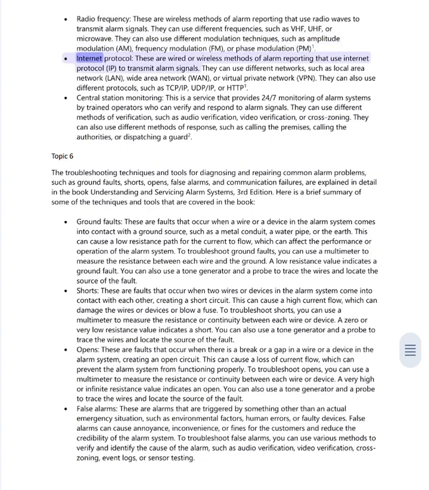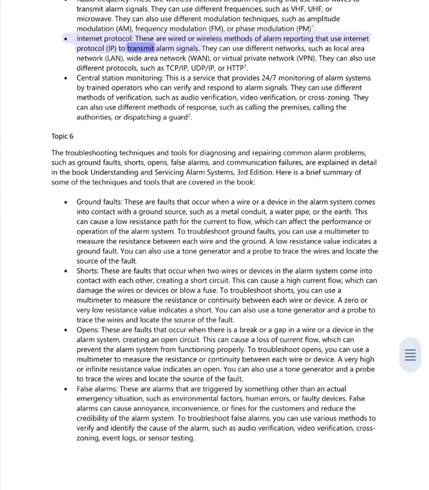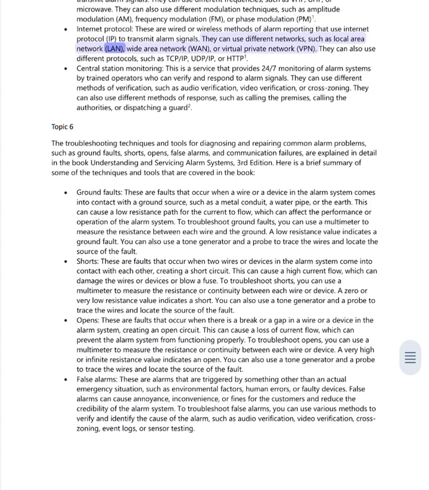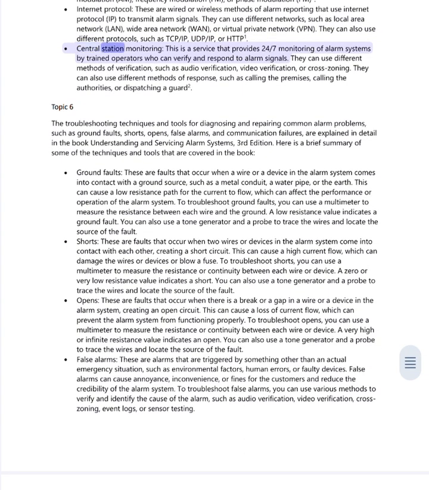Internet Protocol. These are wired or wireless methods of alarm reporting that use Internet Protocol, IP, to transmit alarm signals. They can use different networks such as Local Area Network, LAN, Wide Area Network, WAN, or Virtual Private Network, VPN. They can also use different protocols such as TCP/IP, UDP/IP, or HTTP/POP.